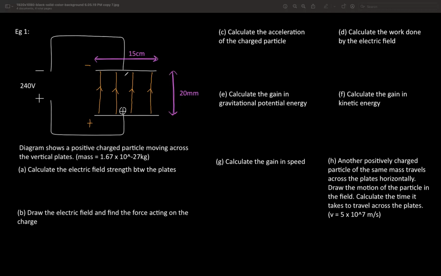Okay, so we can use the potential difference and the distance of separation. E equals V over d, 240 divided by 20 times 10 to the power of minus 3. Again, this is the formula for a uniform field. So the answer is 1.2 times 10 to the power of 4 V m minus 1.